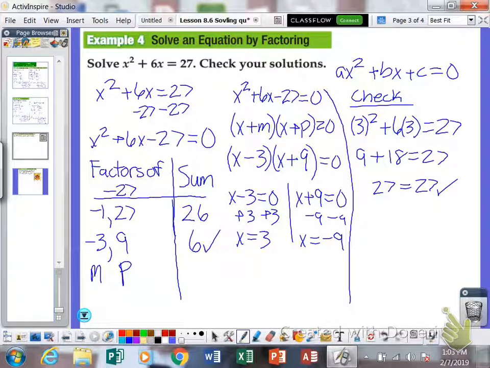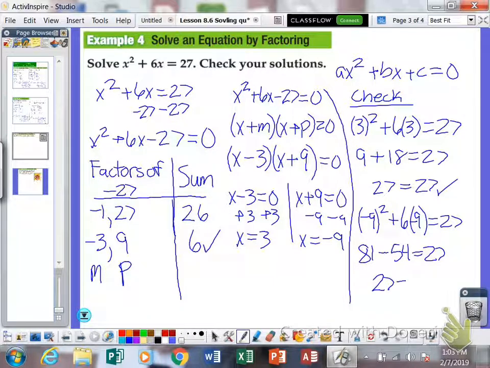So let's check negative 9. We have negative 9 squared plus 6 times negative 9, I'm sorry, equals 27. 81 minus 54 equals 27, and we get 27 is equal to 27, and that works. So our solution of x equals negative 9 is also correct.